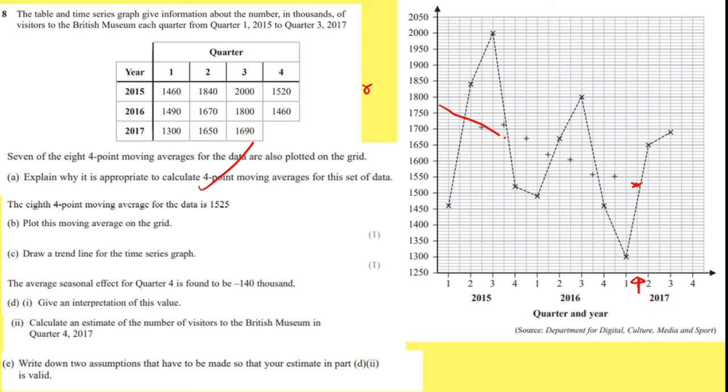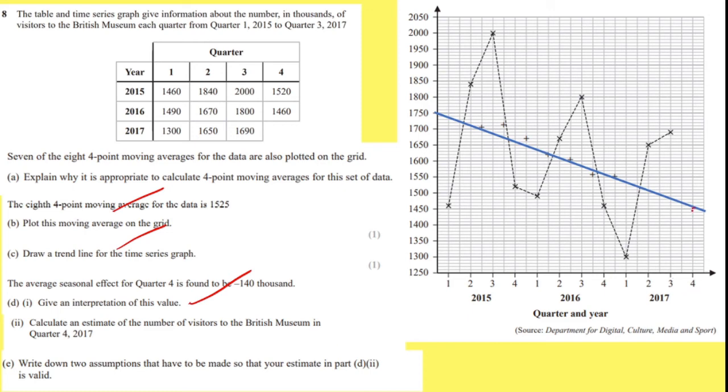Essentially, it's just the same trend line of best fit, but I can't do it with a pen. So I'm doing that. Okay. The average seasonal effect of quarter 4 is down to be minus 144,000, given interpretation of this value. Well, I'd say that this means that the actual value for quarter 4 is expected to be below the trend line by 140,000. Calculate an estimate for the number of visitors to the British Museum in quarter 4.